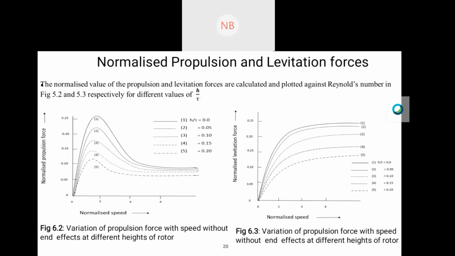Sir, while calculating the Reynolds number, we get S V S. This is the normalized speed, which we consider as V R E, the relative velocity of the traveling field with respect to the rotor. So I have written here the normalized speed versus normalized propulsion force. Here I have given the value of R, and then I am plotting, sir.